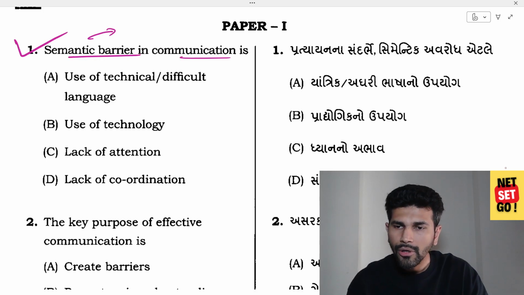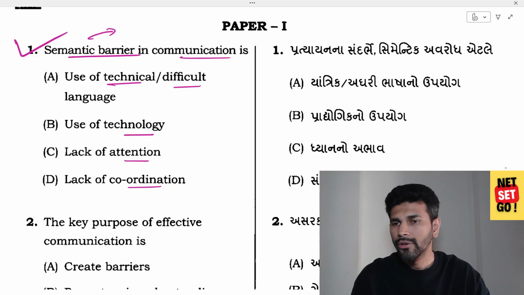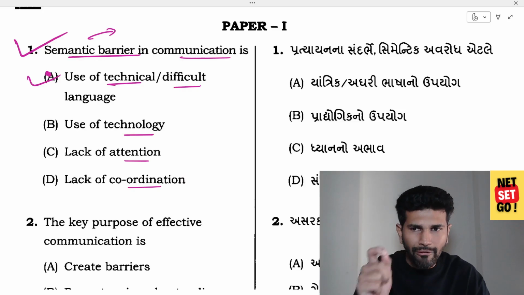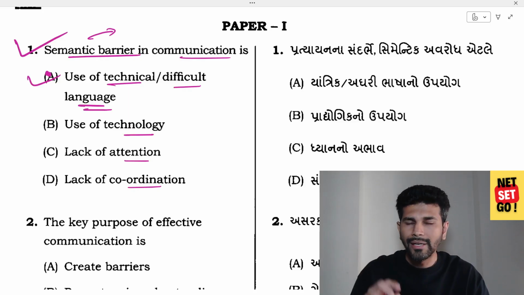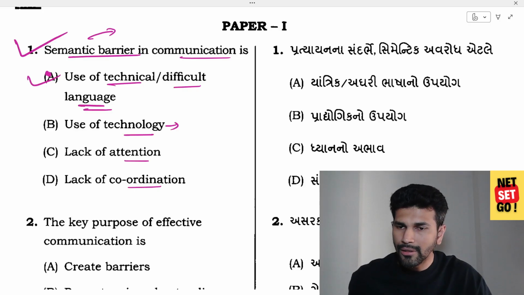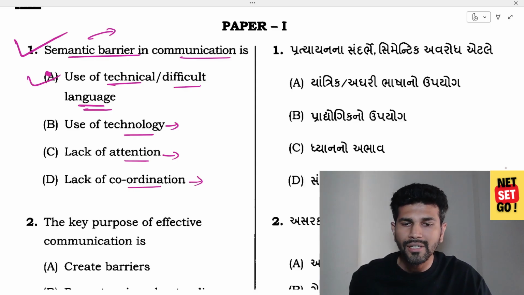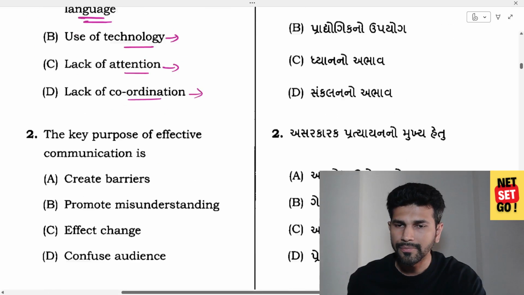It can be due to use of technical or difficult language, use of technology, lack of attention, and lack of coordination. So correct answer is option A. Use of technical and difficult language creates problem in understanding the meaning. It creates confusion. So option A is correct answer. Use of technology is a physical barrier, lack of attention is a psychological barrier, and lack of coordination is an organizational barrier. So option A is correct answer.